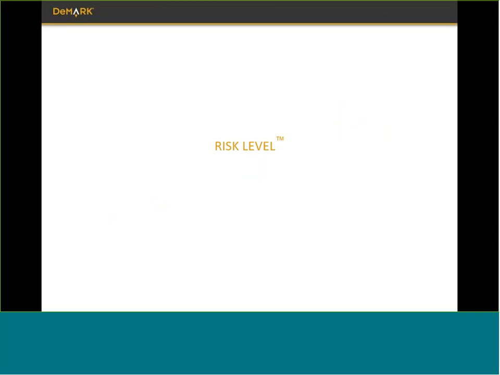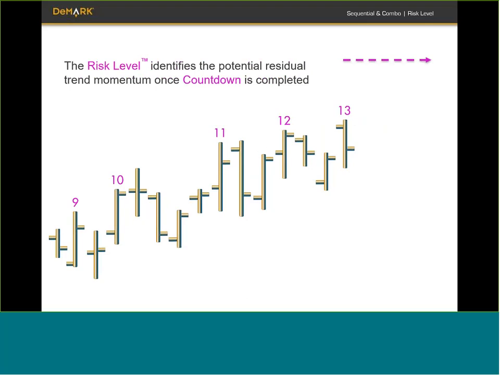Once we complete a 13, once we complete that sequential or combo 13, it's telling us that the trend is potentially at an end, so we also establish what we call the TD risk level. The risk level is going to be drawn associated with a completed combo 13 to identify the potential residual momentum in the trend. So when sequential prints a 13, when combo prints a 13, the risk level tells us price could continue as far as this level. The momentum of the trend could take us as far as that price, and we'd still be expecting to see potential exhaustion and a reversal in the market.